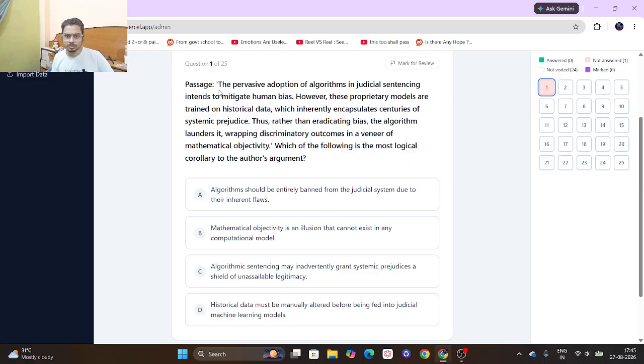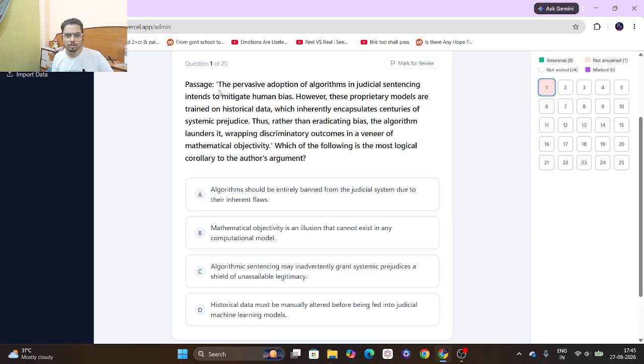Pervasive adoption of algorithms to mitigate human bias. However, these proprietary models are trained on historical data, and thus, rather than eradicating bias, the algorithm launders it, wrapping discriminatory outcomes in mathematical objectivity. Which of the following is the most logical?